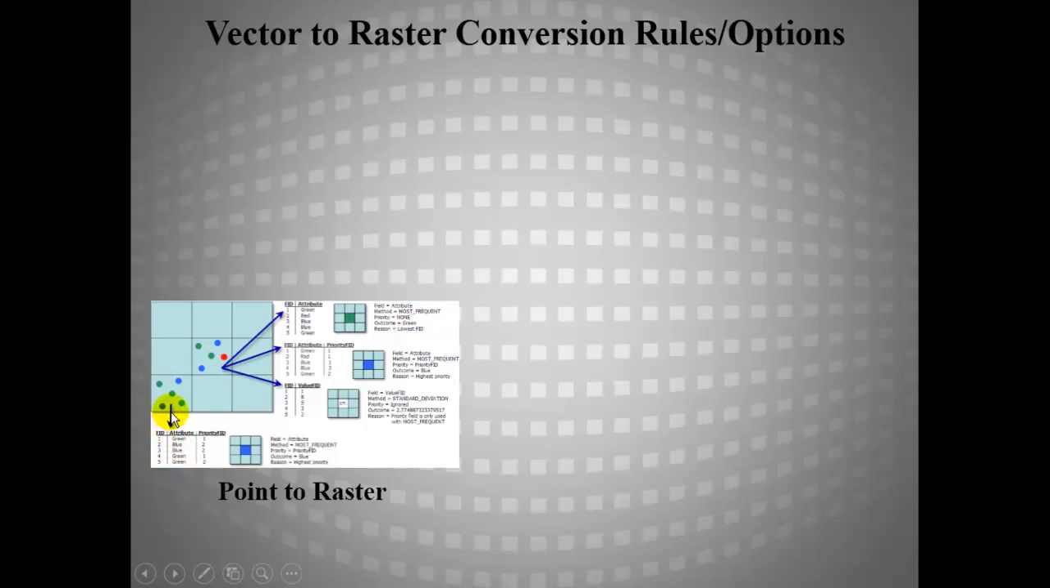This one has the most frequent, but there's another rule you can have, and that's a priority rule, and it's hard to see this, but this has an FID priority, and in this case the blue priority is higher, 2, than the green priority, and so the blue is the value that gets assigned in there.